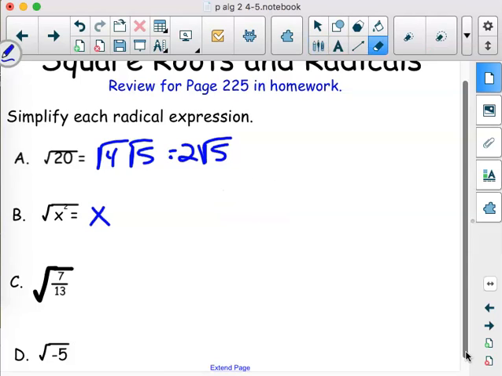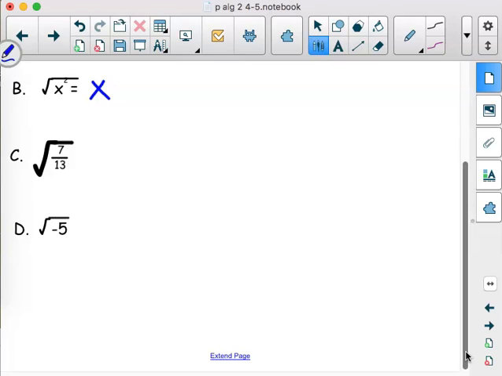Now, this is the one here that's a little bit tougher. We've got the square root of 7/13. And people look at this and they go, 7/13, I don't know what the square root of 7/13 is. Well, that's not how we work the problem. What we do is we say, I'm going to separate those two.